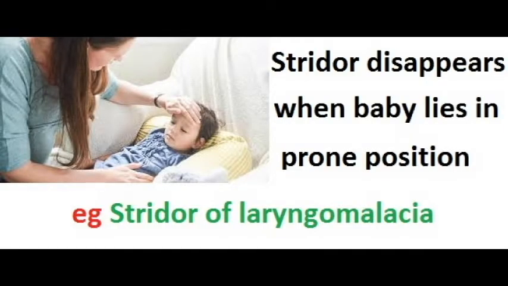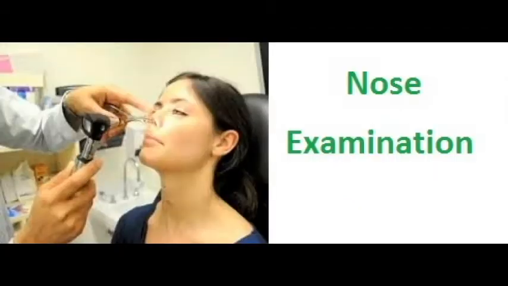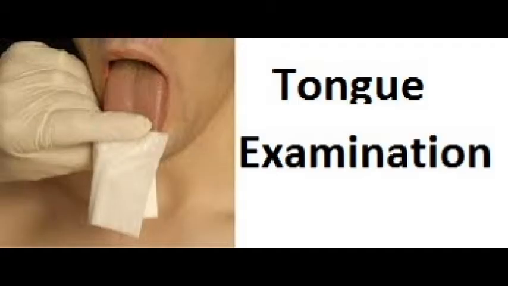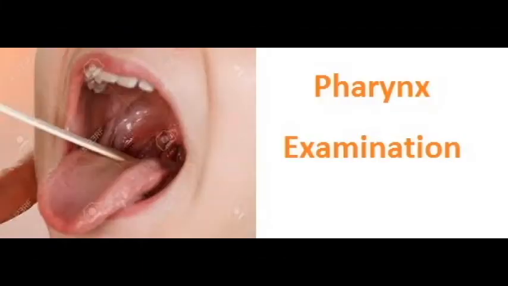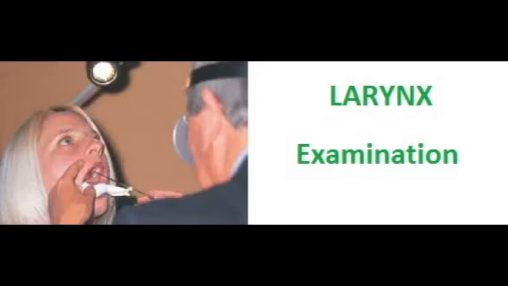Stridor disappears when baby lies in prone position, such as stridor of laryngomalacia. We examine the nose of patient to exclude other pathologies. We examine the tongue to make our diagnosis. We examine the jaw to exclude other pathologies. We examine the pharynx of the patient. We examine the larynx of patient.